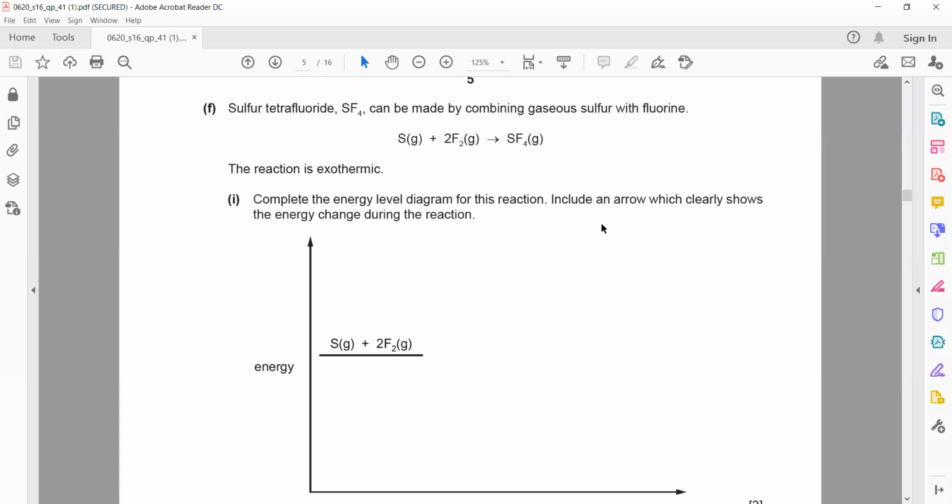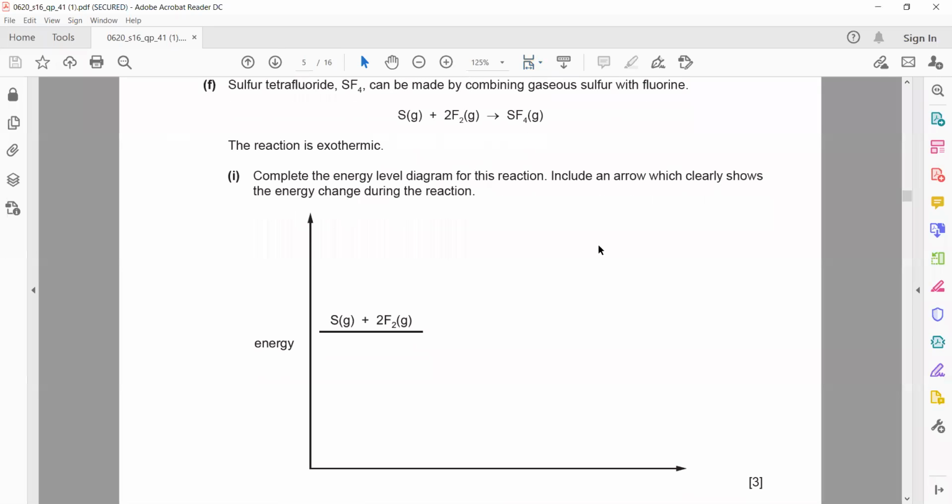Sulfur tetrafluoride can be made by combining gaseous sulfur with fluorine. This is the same question we did yesterday. The reaction is exothermic. Complete the energy diagram, and include an arrow which clearly shows the energy change. So where should I make the product, up or down? It's an exothermic reaction.